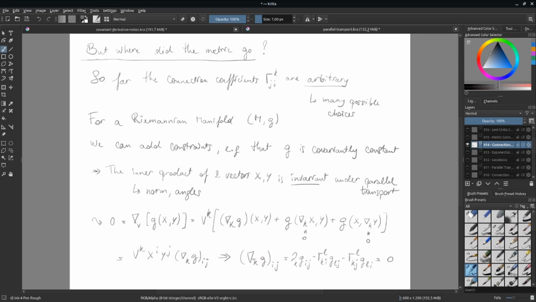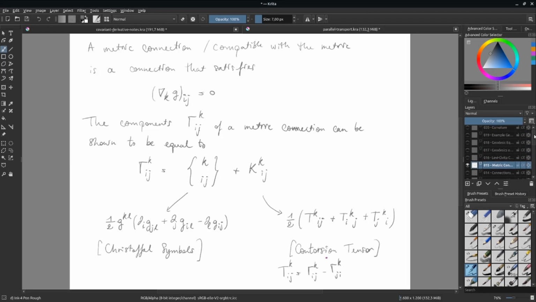Ultimately, we get that the covariant derivative of g in the direction of the kth basis vector should satisfy this equation. So essentially we get an expression that binds both the metric and the connection coefficients. This is not enough to get everything, so we'll see later. Whenever we have this condition, we say that the connection is a metric connection, or a connection that is compatible with the metric, specifically that these inner products are preserved under parallel transport.